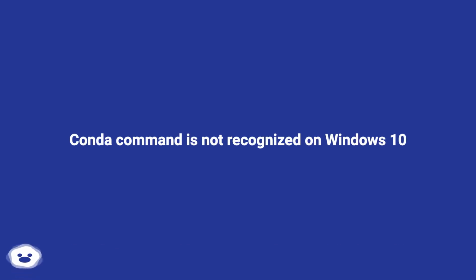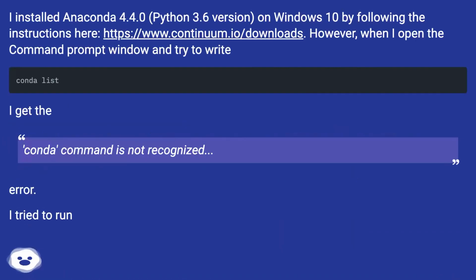Conda command is not recognized on Windows 10. I installed Anaconda 4.4.0, Python 3.6 version, on Windows 10 by following the instructions here. However, when I open the command prompt window and try to run conda, I get the conda command is not recognized error.